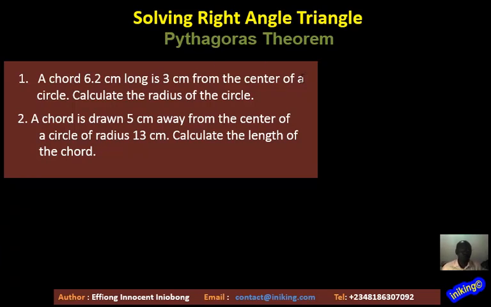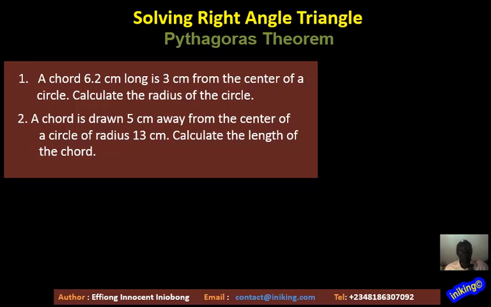We're still on solving right angle triangles. On the screen here we can see two questions. The first one states a chord 6.2 centimeters long is 3 centimeters from the center of a circle. Calculate the radius of the circle. And the second one states a chord is drawn 5 centimeters away from the center of a circle of radius 13 centimeters. Calculate the length of the chord.